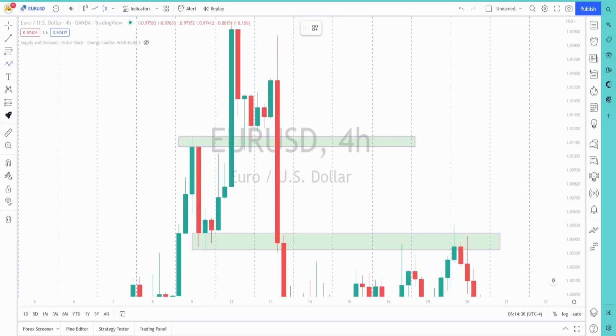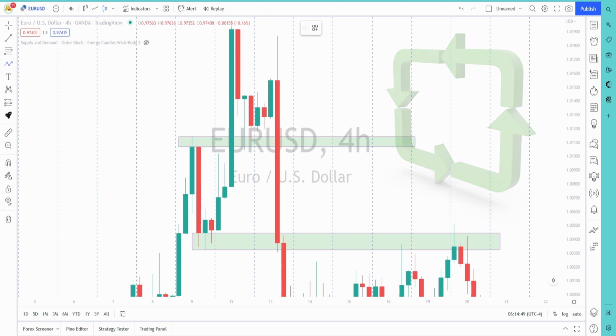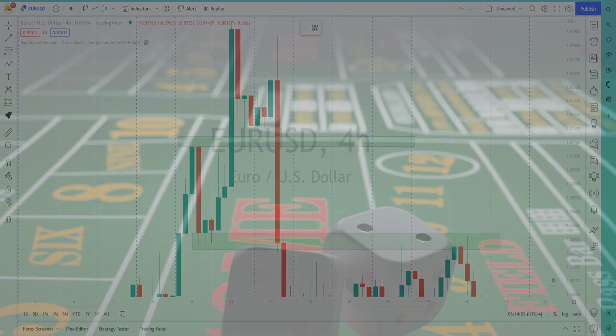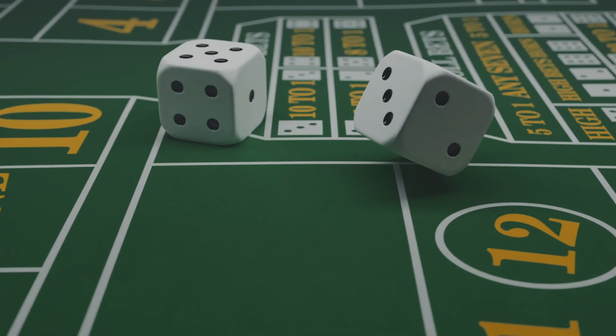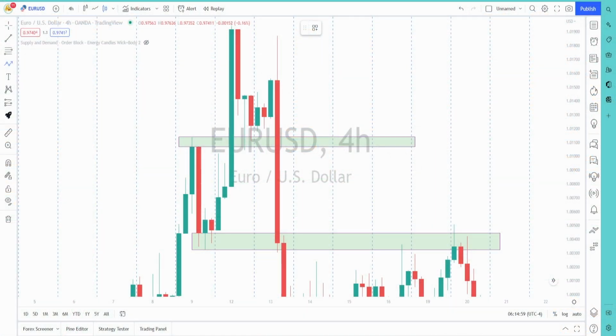What's going on, everybody? Today we're looking at the 4-hour chart, EUR/USD, and we're trying to develop a directional bias. Why do we want to do this? Well, when you target key areas, you have a greater chance of your trade working out. It doesn't mean that it will. That's why backtesting is so important.